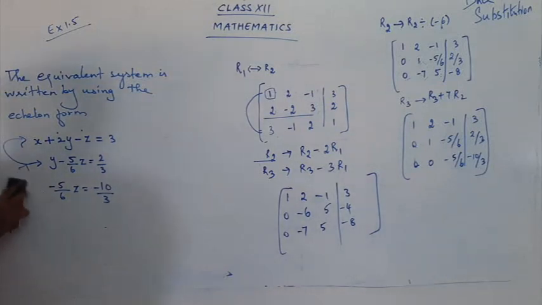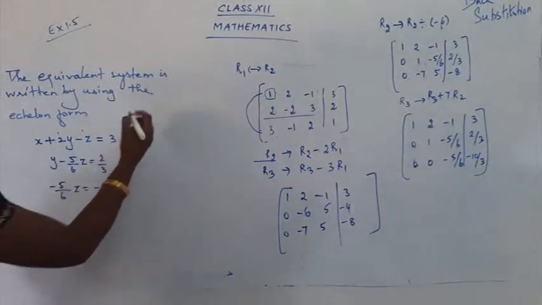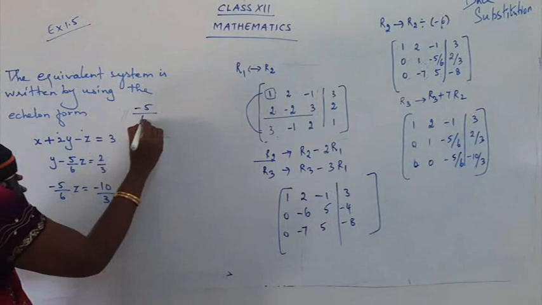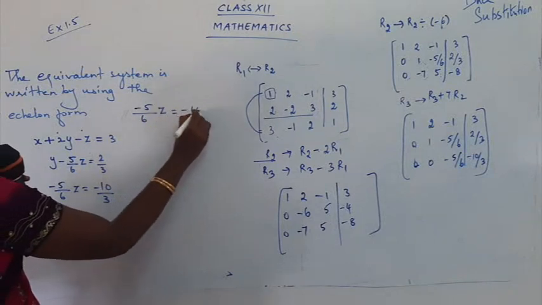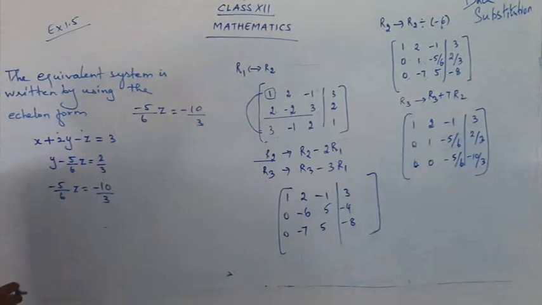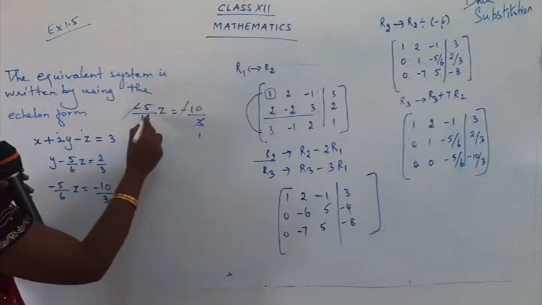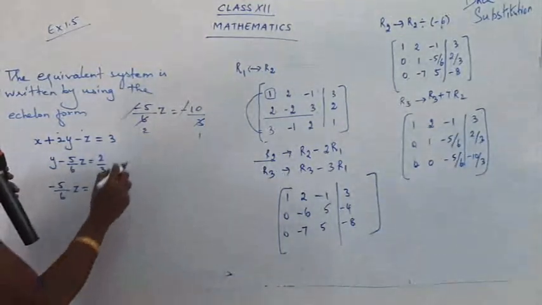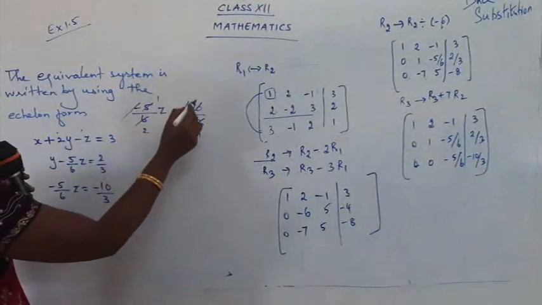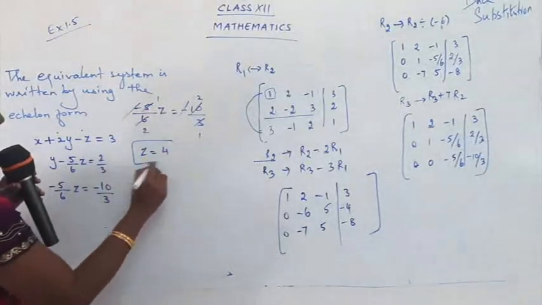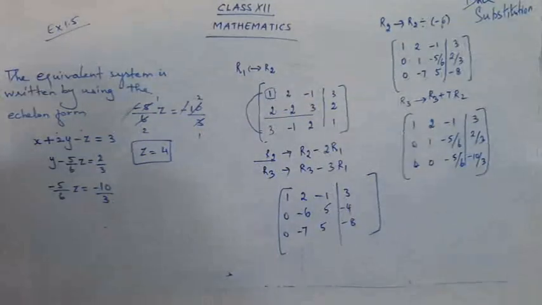So let's find out the value for z first. So minus 5 by 6z is equal to minus 10 by 3. The simple way is to cancel some common parts first. Minus minus, 3 ones are, 3 twos are, 5 ones are, 5 twos are. So z is equal to 4. So we got the value for z as 4. Are you clear with the step, children?